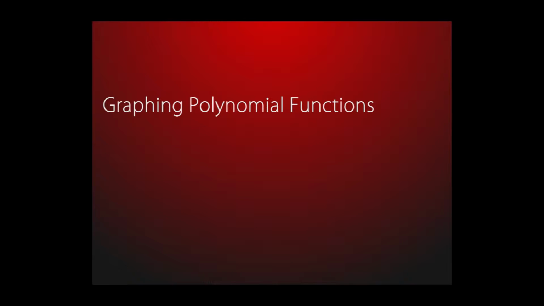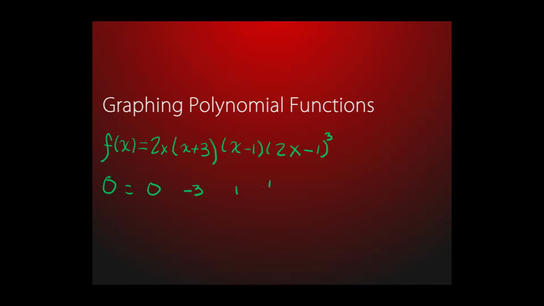Our problem is f(x) equals 2x times (x + 3) times (x - 1) times (2x - 1) to the power of 3. As you can see, the zeros of the function are 0, -3, 1, and 1/2. Depending on the multiplicity of zeros, you get different effects on the graph. 1 means cross, 2 means bounce, and 3 means wiggle.